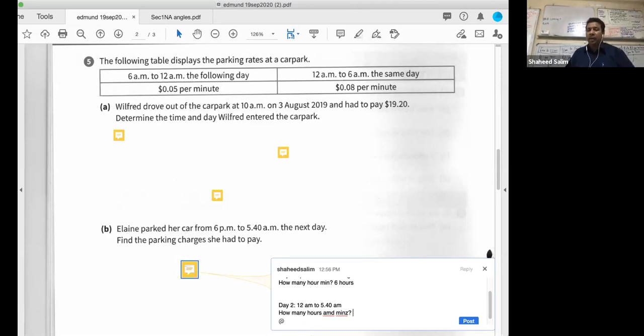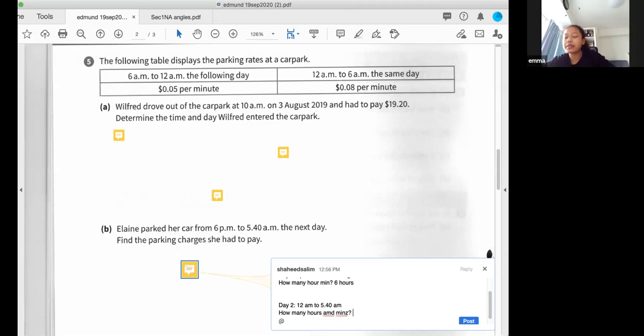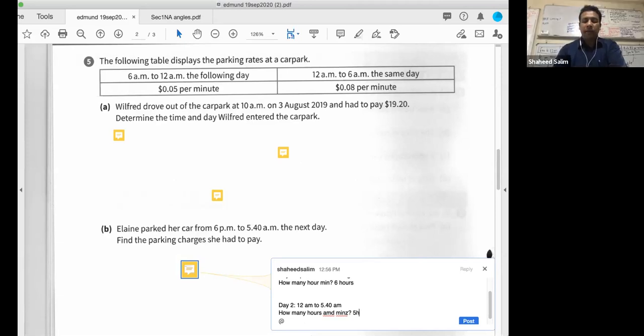You can count 12 midnight. 12 midnight is like 0, 0, 0, 0. So to 5:40, 0, 540. 5 hours. How many hours, how many minutes? Good, well done. So you find out how many this is in minutes. And this one also, you find out how many it is in minutes. Then after that, you multiply by the rate.